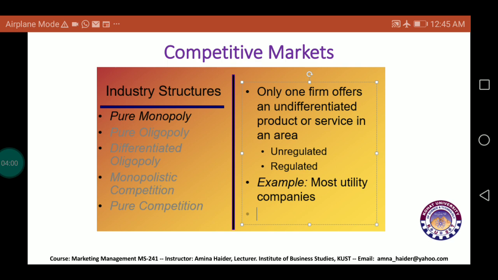So we will begin with pure monopoly. Mono means one and poly means seller. A monopolistic market is one in which only a single seller produces the output for the entire market.